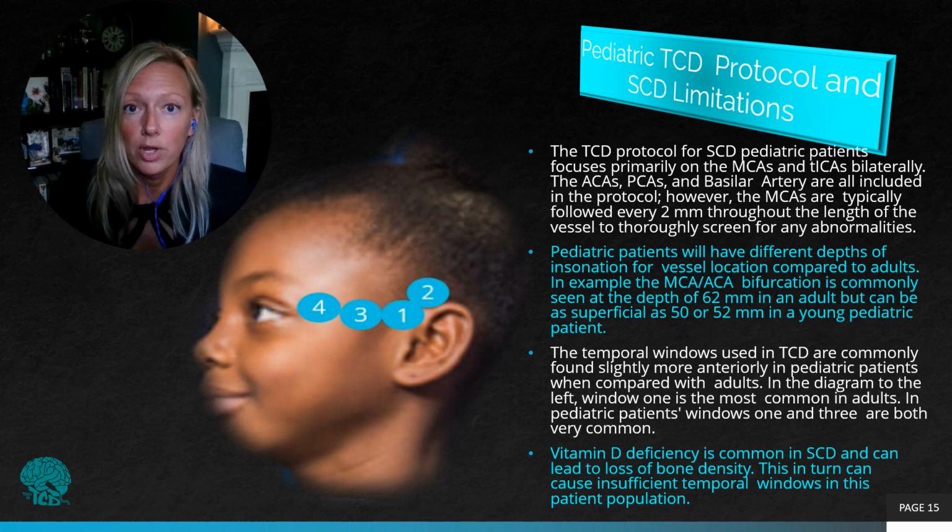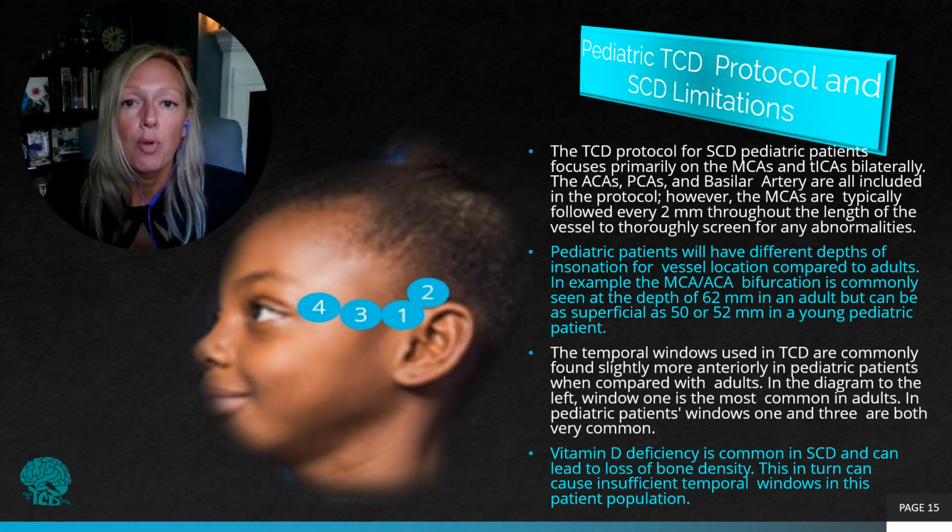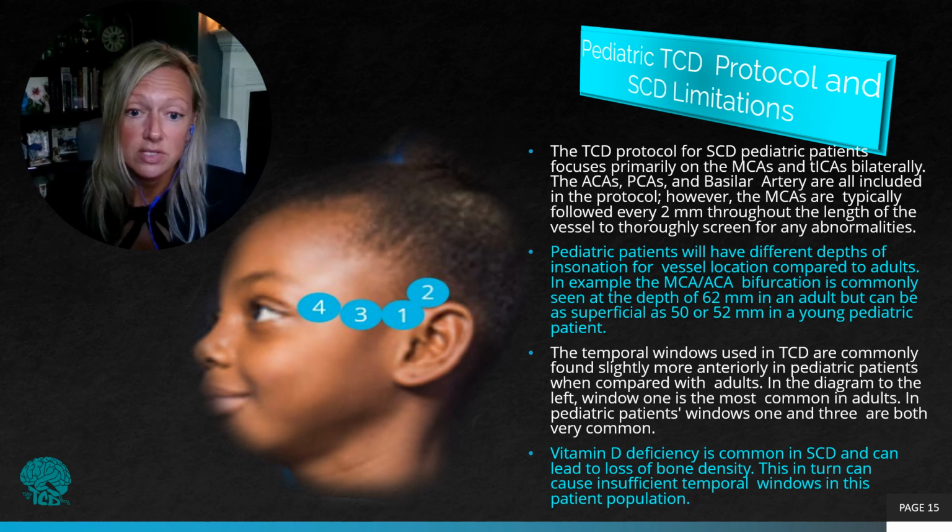So if you're at window 1, you'll be angled a bit more anterior to isolate your middle cerebral artery. Now, the specific protocol in place for our pediatric sickle cell population still entails the MCAs and terminal ICAs, ACAs, and PCAs bilaterally. We primarily focus on the MCAs and the terminal ICAs for this population. We will also obtain the basilar artery, and some sites do include the vertebrals. However, as we mentioned, the MCAs are the most prominent vessel to be concerned with in this patient population.